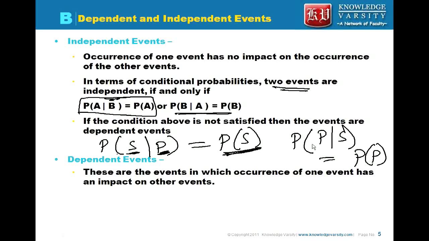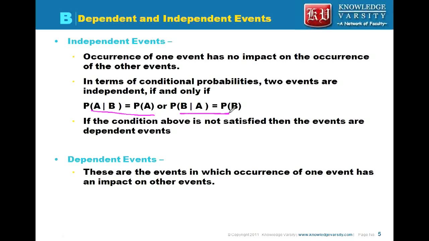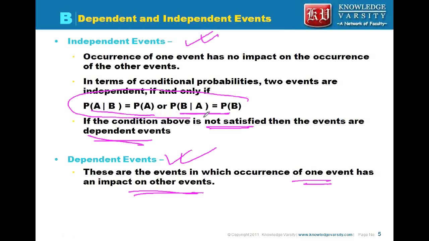So if this condition and this condition are not satisfied, then we say that the events are dependent events. Dependent events are when the occurrence of one event has an impact on the other event. Maybe if one event is occurring, the other event may or may not occur, so the probability of the other event is changing. Make sure you are able to identify dependent and independent events. For two events to be independent, this has to hold true.